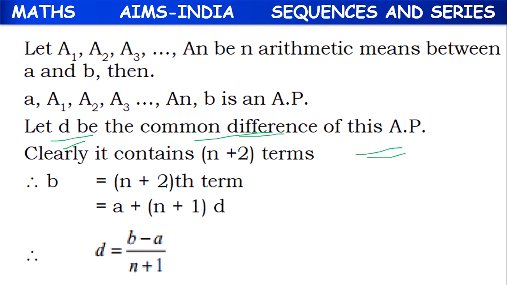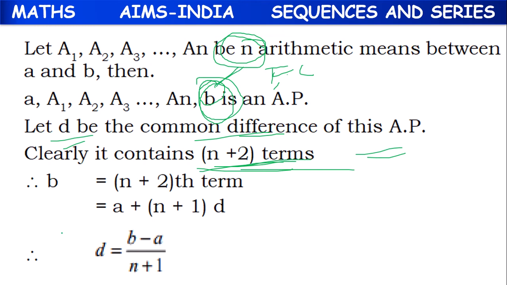Along with the n arithmetic means, we have the first term and the last term. So altogether, we will have n plus 2 terms. The last one, b, is also considered as the n plus 2th term, because before that we have one term, and after that n terms are there.